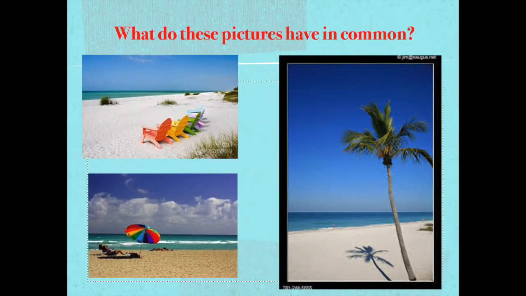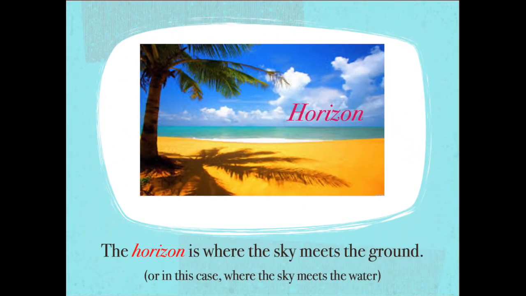What do these pictures have in common? If you were to say blue sky and teal water and nice white or beige sand, you're right. But what about that line where the sky meets the ground? Do you know what that's called? Horizon. How many of you guessed it? The horizon is where the sky meets the ground, or in this case, where the sky meets the water.